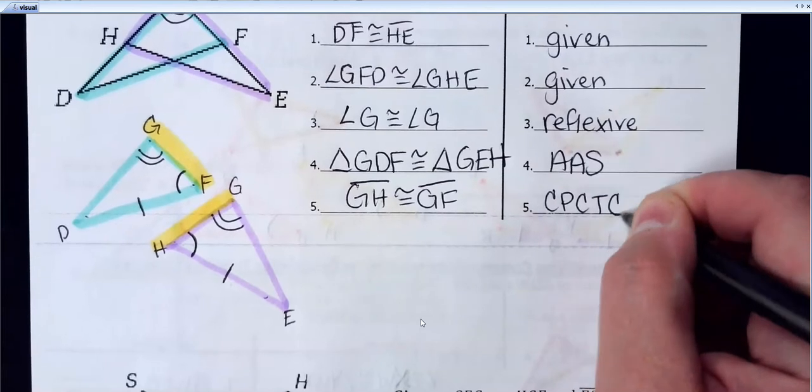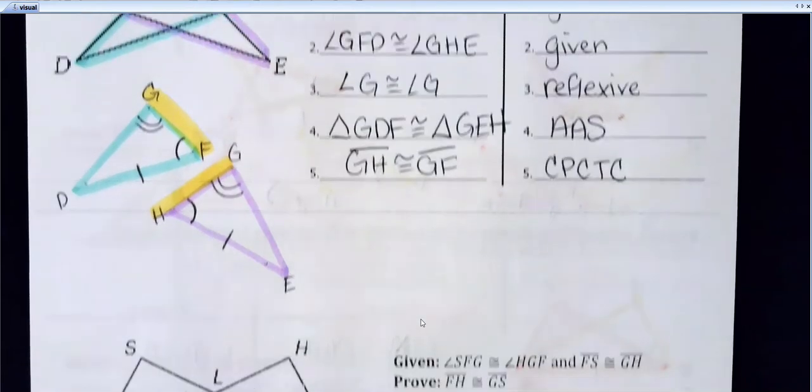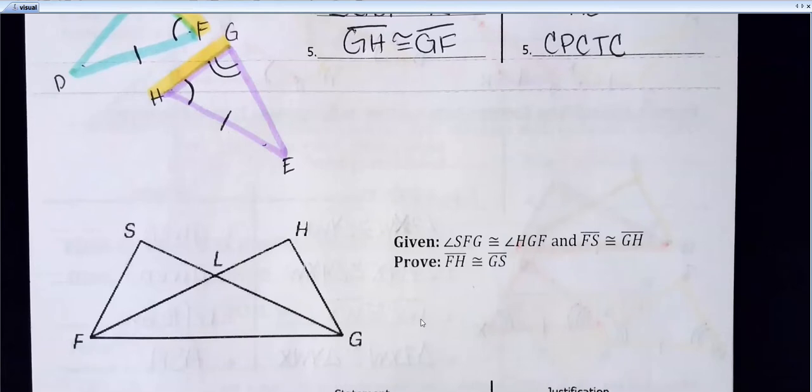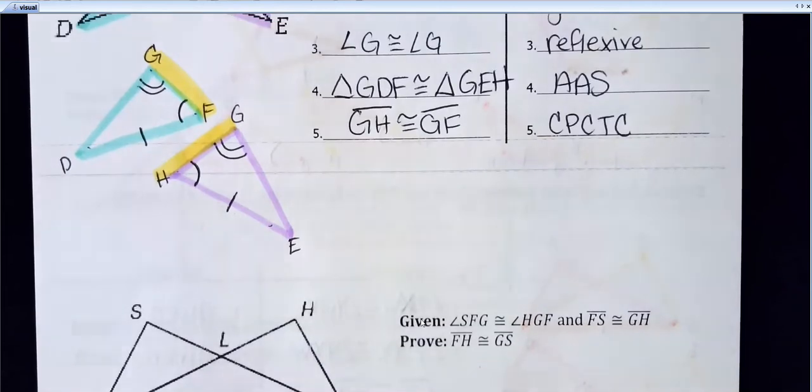CPCTC. It stands for corresponding parts of congruent triangles have to be congruent. So those are corresponding parts, those two segments we're talking about there. In the triangle, they won't give us what triangles we have to use. It should, at least this last one, tell you which ones to separate and redraw. It'll give you two triangles to do.